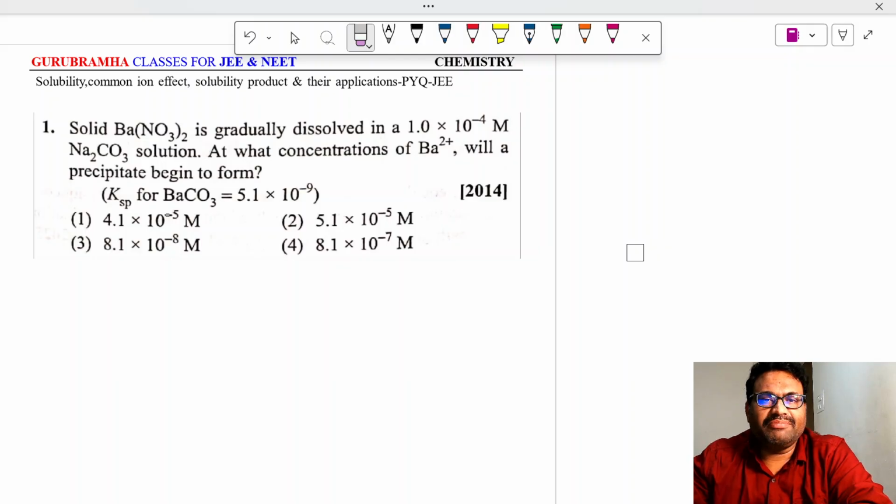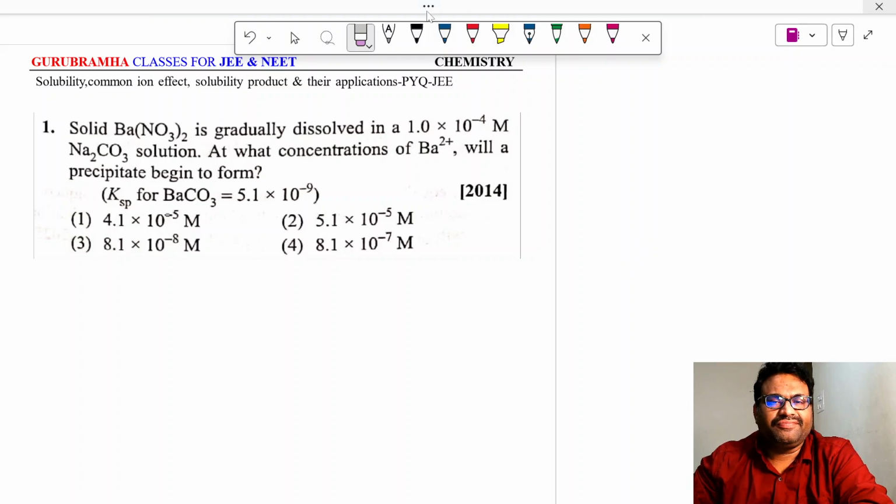We are dealing with the chapter Ionic Equilibrium. Today in this session, I am going to solve some PYQ of JEE Main on the topic common ion effect, solubility, and solubility product. Let us start the session.